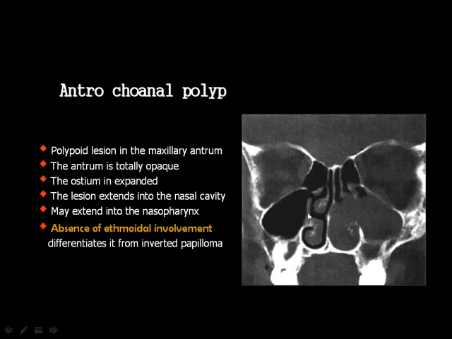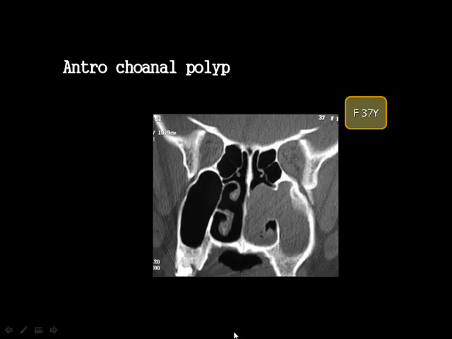Then the antrochoanal polyp is the lesion that starts inside the maxillary antrum and extends outside the antrum into the nasal fossa and may also reach the nasopharynx. In this case, you will see that the antrum is relatively expanded, the osteomeatal complex is widened, the lesion is continuous between the antrum and the nasal fossa, and very important, the ethmoidal air cells are clear in this particular situation, so that you can easily discriminate this from a similar condition, which is the inverted papilloma. Then this is another case of antrochoanal polyp. You can see the lesion in the sinus extending into the nasal fossa.